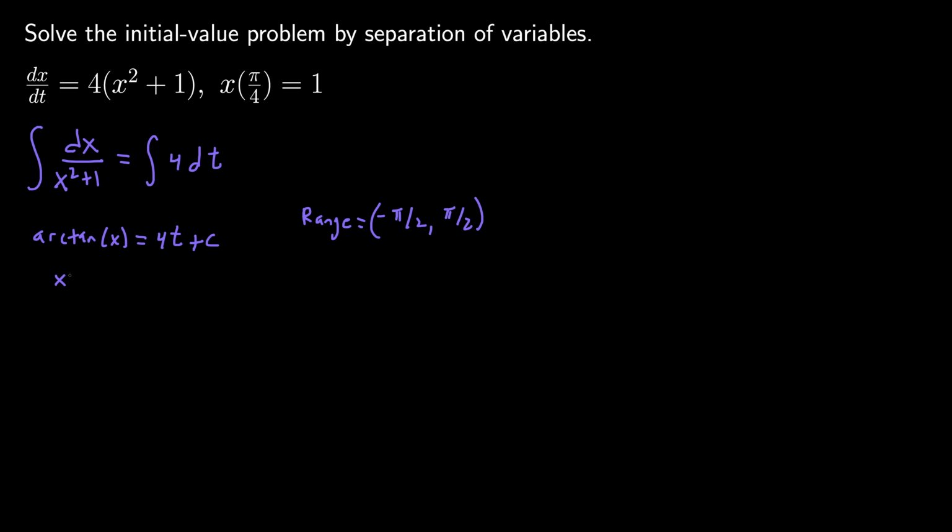x of t equals tangent of 4t plus c. And now with our initial value, x of pi over 4 equals tangent of 4 times pi over 4 plus c equals 1.